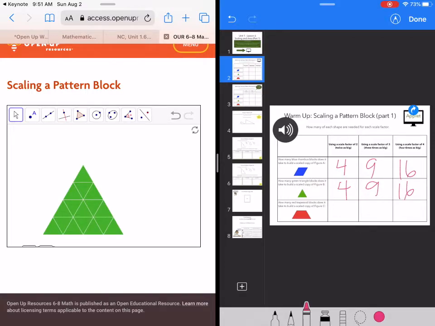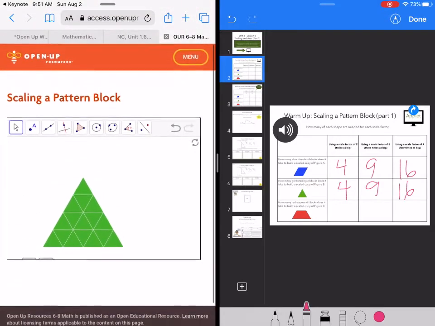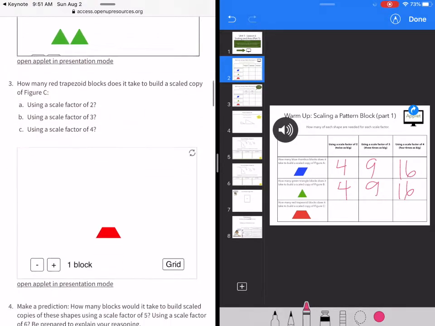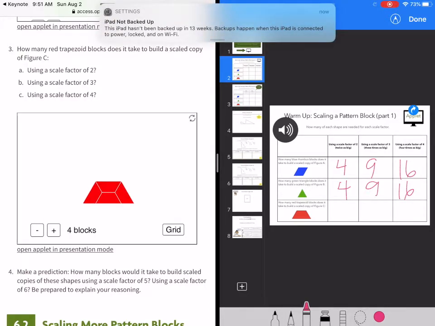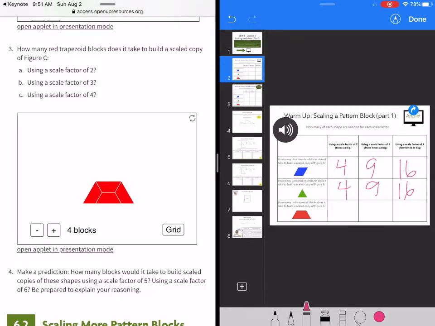All right, then I'm going to do my trapezoid. So I have my trapezoid. If I want a scale factor of 2, that means it's going to be 2 across, but that's not even 2, that's 1.5, right? So now I have 2 because there's half here and half here, and then it's 2 high because I have one trapezoid on top of another. So again, that's 4 trapezoids.